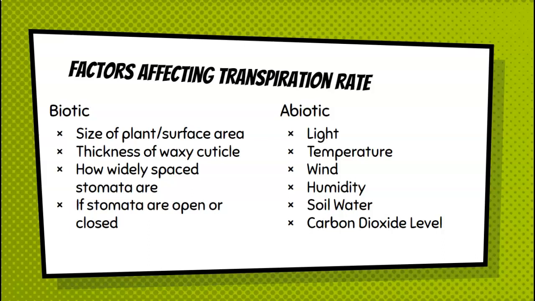A couple things just to remind you of what we talked about is for the biotic factors, remember when we talked about cacti, xerophytes, the thickness of waxy cuticles, right? Cacti have very thick waxy cuticles to prevent water loss. So the thicker the waxy cuticle, the less transpiration rate. Whereas on your abiotic side, the more light that shines on a plant, the higher the transpiration rate, right? We talked about blue wavelengths last time.